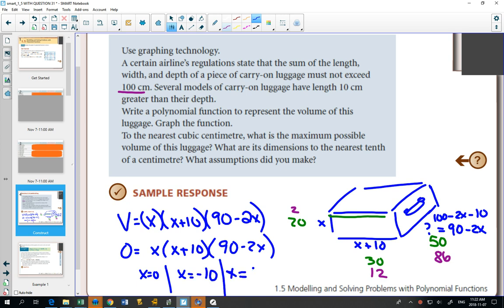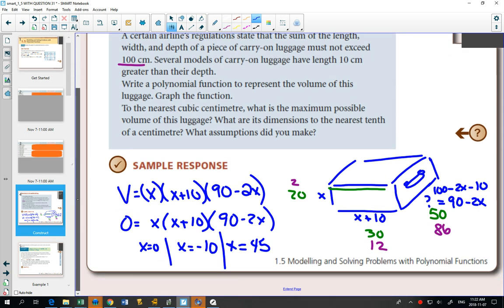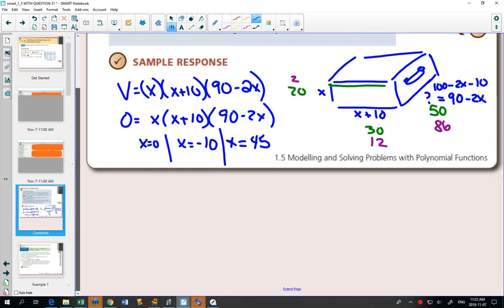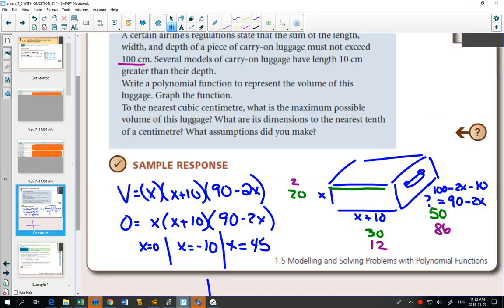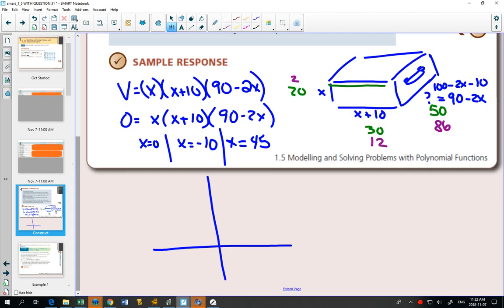and x equals 45. So if I wanted to sketch a graph of this, I would know the following. I know that I have an x-intercept at 0, one at negative 10, and one at 45. Since I have one at 0, that would be my y-intercept as well.